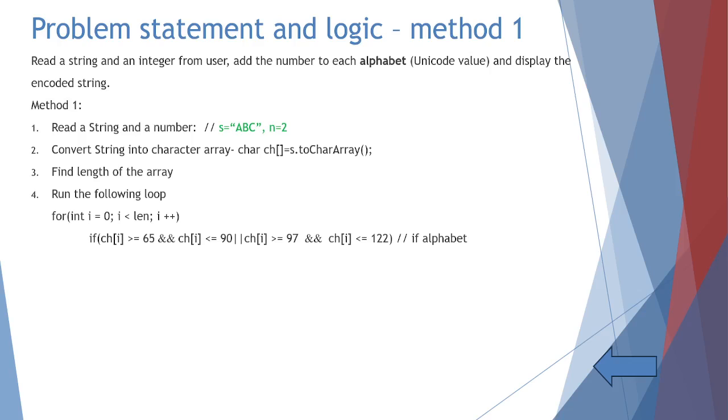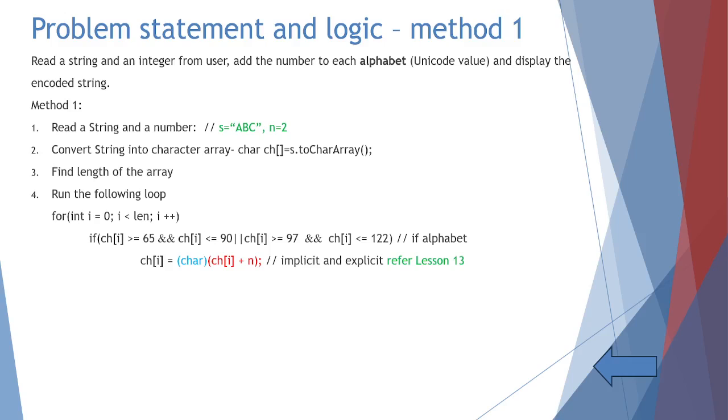If ch of I, that index 0, then 1, then 2, is an alphabet, then we want to add how much? Whatever is there in n. N can be 2, n can be 4, n can be 10. Anything is okay with us. We use here implicit and explicit conversion. Implicit part, which is in red color. What we do is ch of I plus n. First time I is 0.